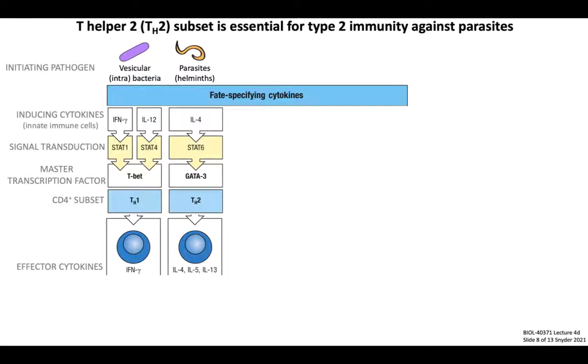The next CD4 subset are Th2s, which are induced as a component of type 2 immune responses against parasites, including helminths. Naive CD4s that detect IL-4 from APCs trigger signal transduction through STAT6, which leads to the expression of the master transcription factor GATA3, and this regulates the expression of Th2 effector genes, such as IL-5 and IL-13, which are important for defense against parasitic infections. GATA3 also triggers additional expression of IL-4, which, like interferon gamma and Th1 cells, forms a positive feedback loop to help differentiate more of its own CD4 subset.